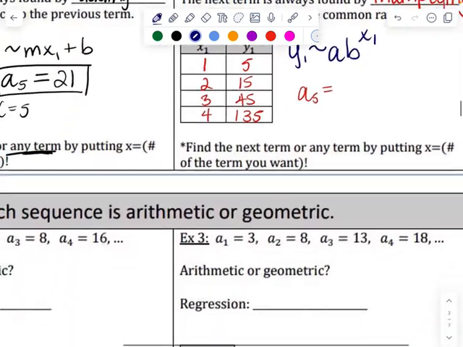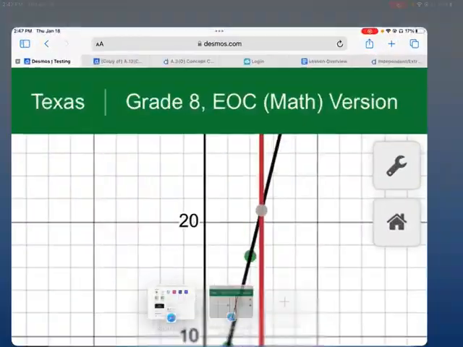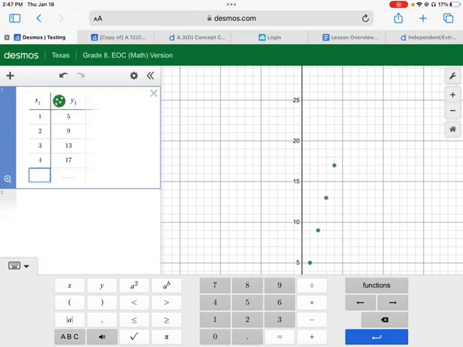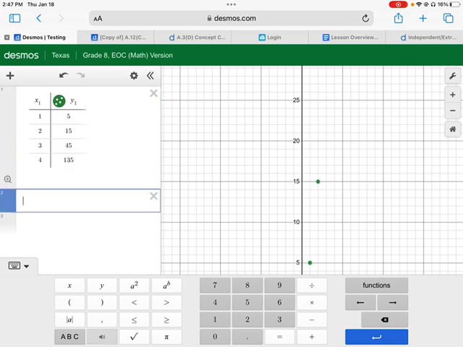So here's how I remember the exponential as well. If I go on Desmos, right here, first I'm going to type in my numbers real quick. And I would just do this by erasing the table. That way I don't have to put x1 and y1 back in there, because sometimes you have to do that. So I would just put my numbers back in, 3, 5, and 4, 135. Okay, so here's my numbers.